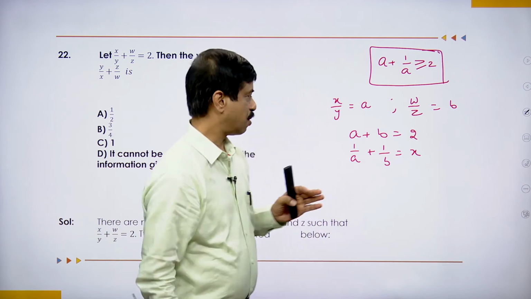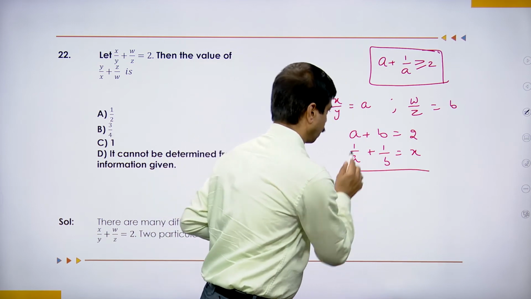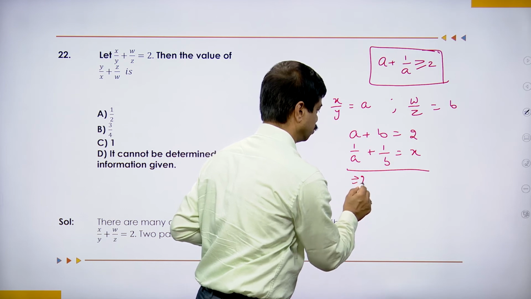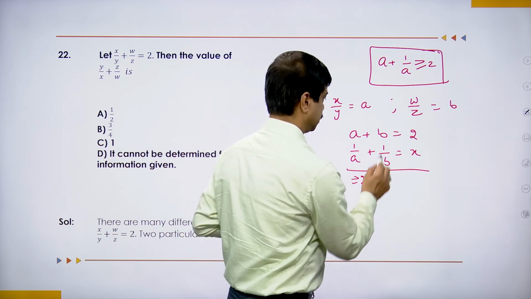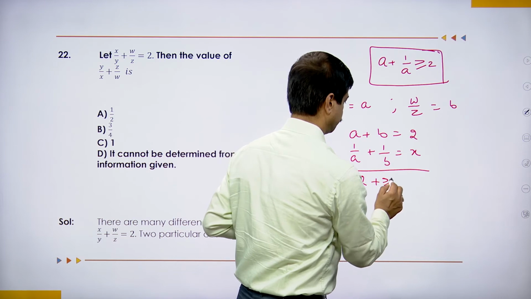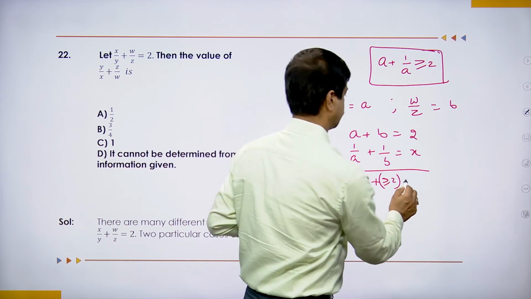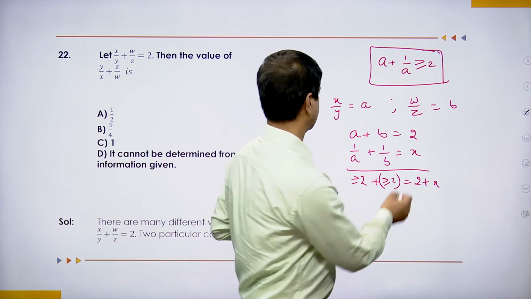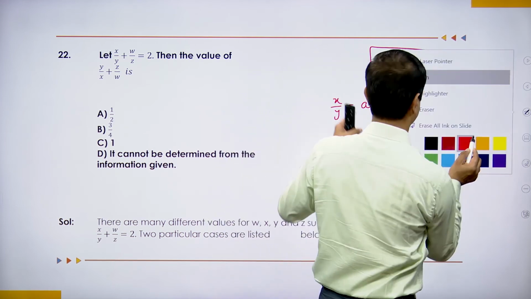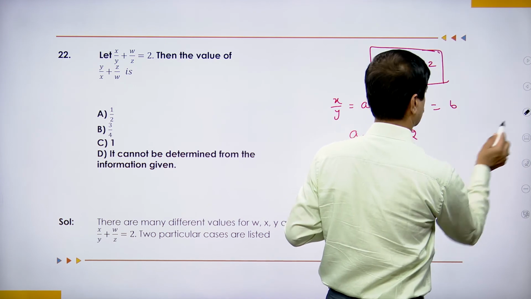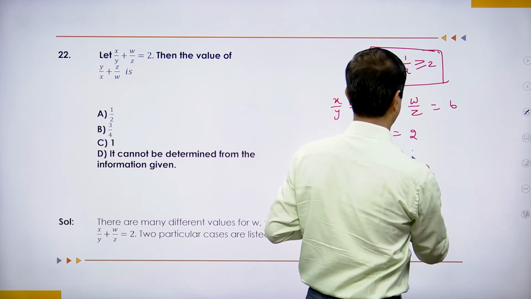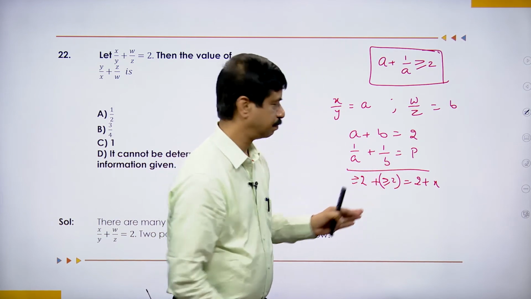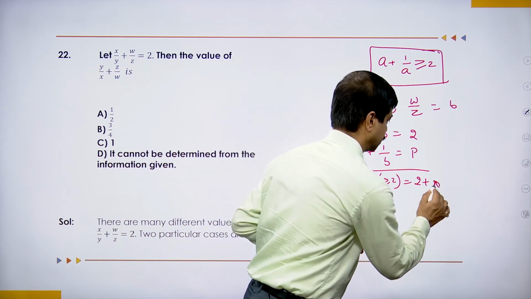Okay. So now I'll add. A plus 1 by a has a minimum value of 2, so it is greater than or equal to 2, plus this is also greater than or equal to 2, equal to 2 plus x, right? Here x may confuse you with that x, so let us call it some p. Now p has become an inequation.